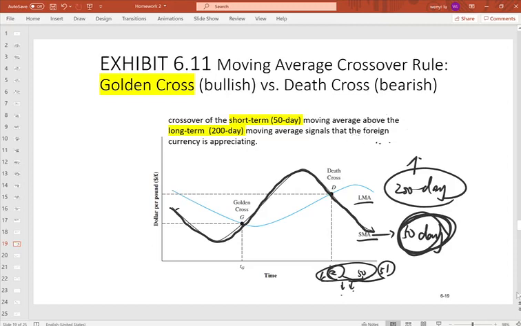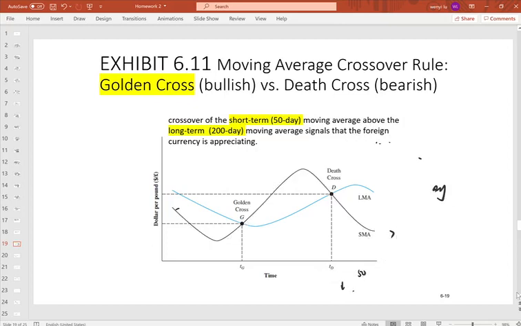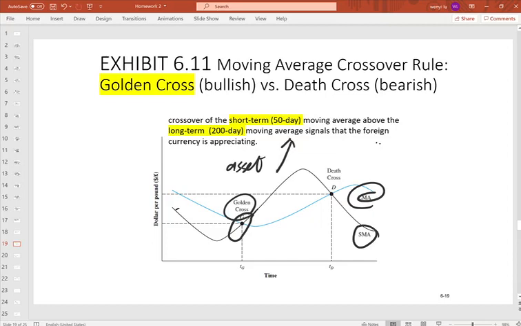So how can traders use this chart to invest? You can see here, if the short-term moving average crosses the long-term moving average and goes above it, that is a golden cross point. What does golden cross mean? It means our asset will very possibly appreciate, so the price will go up.